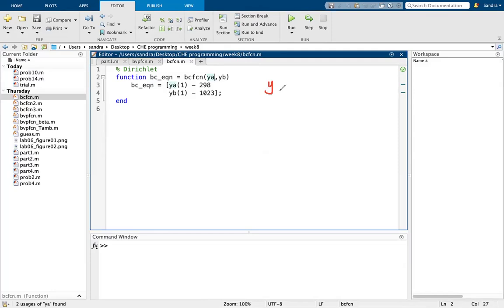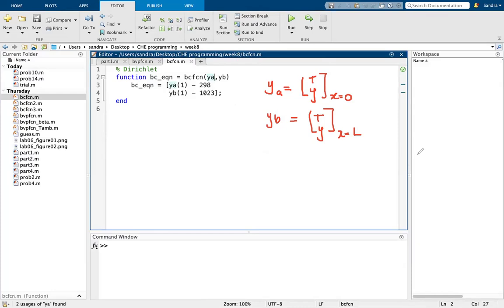YA will have two entries here: T and Y, which is the gradient of T. And YB will also have two values, again T and Y. But something you need to keep in mind is that YA is at X equal to 0 and YB is at X equal to the last point L. So this is how YA and YB are defined.